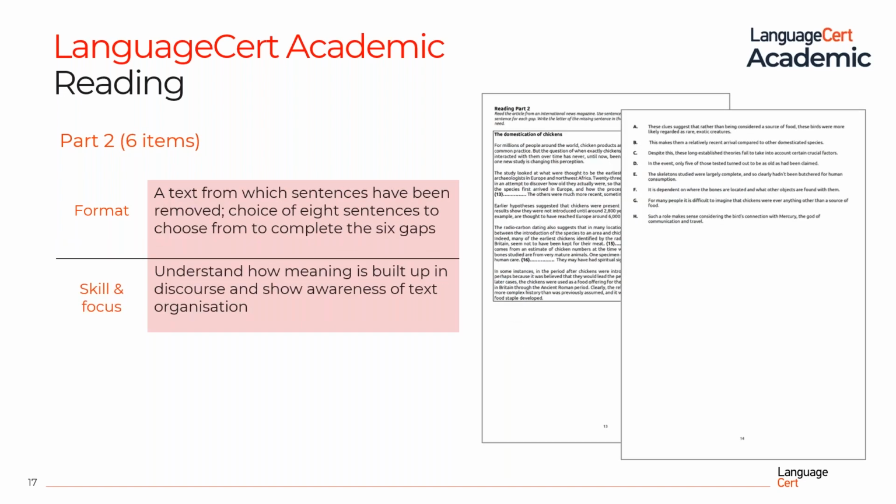Moving on to Part 2 now. Candidates are asked to read a text from which 6 sentences have been removed. A choice of 8 sentences has been provided to complete the 6 gaps in the text. This part assesses the ability to understand how meaning is built up in a longer text and show awareness of text organization.